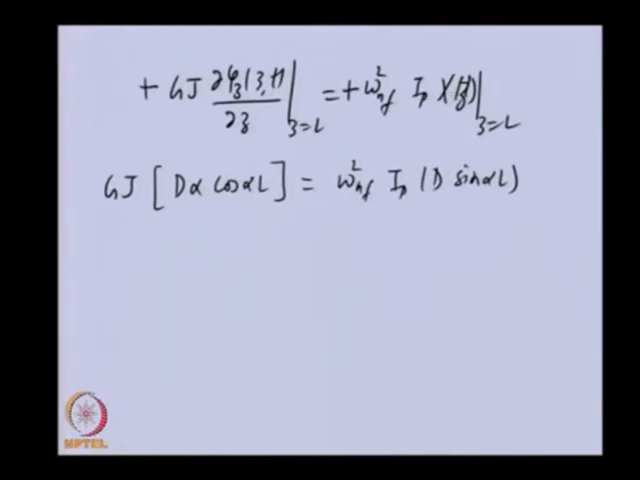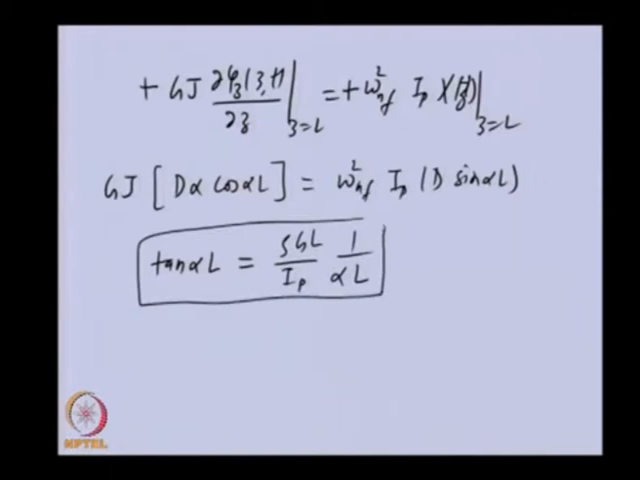So you can see that now this equation we can simplify as tan alpha L equals rho g L by I P times 1 by alpha L. With some rearrangement we can write this equation like this. Here you can see that the solution of this is not easy, because we need to solve for alpha, which appears on both sides. So this is a transcendental equation. We need to solve it numerically, and a few solutions of these I am providing here.